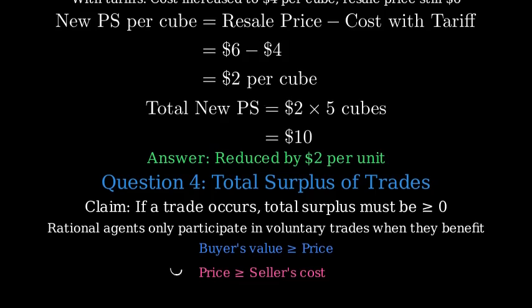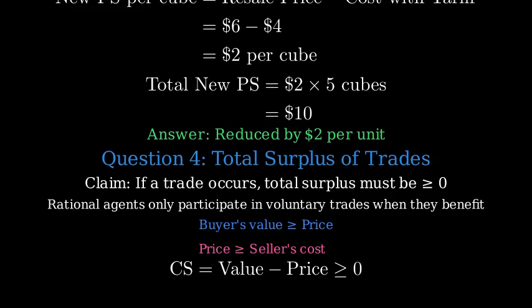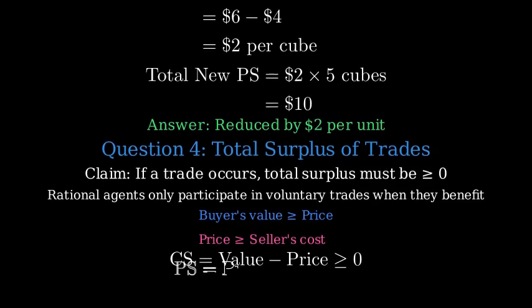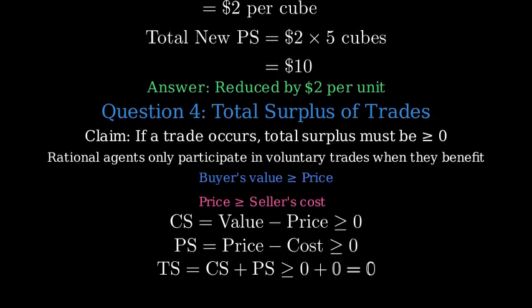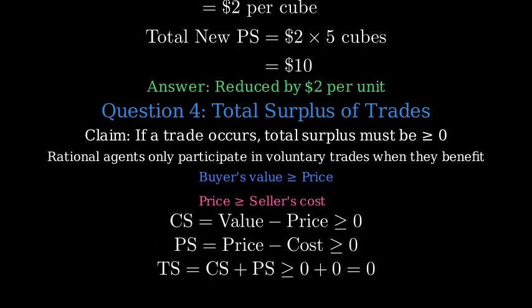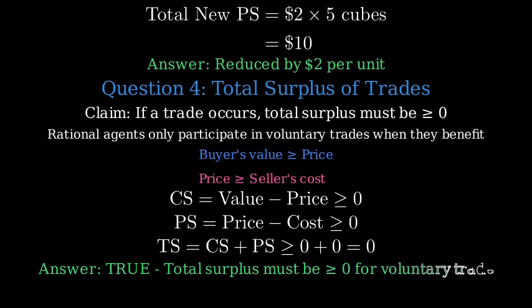Therefore, we will have consumer surplus equals buyer's value minus price, which is greater than or equal to zero; producer surplus equals price minus seller's cost, which is greater than or equal to zero; and total surplus equals CS plus PS, which is greater than or equal to zero plus zero, which is equal to zero. So the claim is true. If a trade occurs, the total surplus must be greater than or equal to zero.